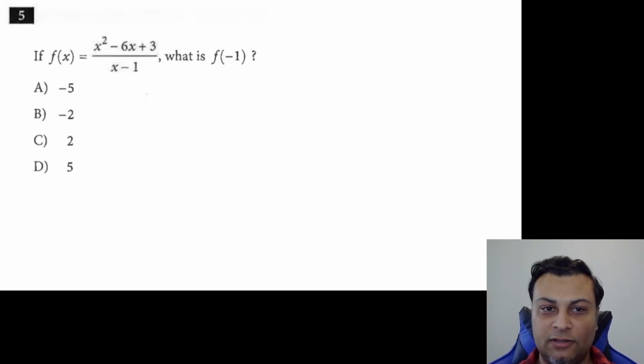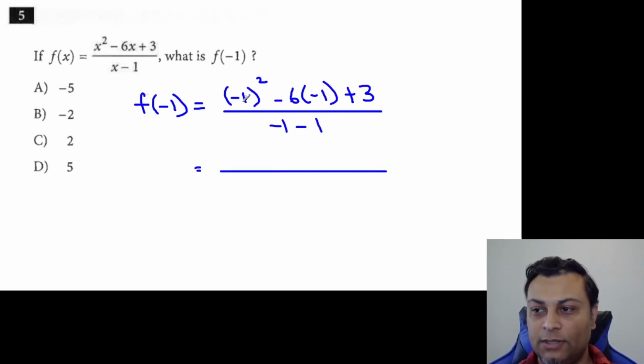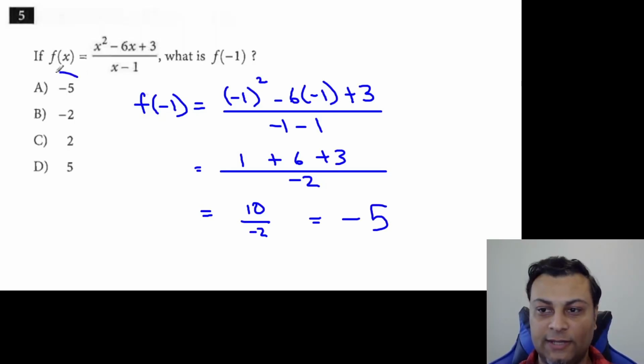Question 5. If f of x equals all this, what is f of negative 1? So we plug in negative 1. f of negative 1 would be negative 1 squared minus 6 times negative 1 plus 3 over negative 1 minus 1. Okay. Negative 1 squared is positive 1. This is plus 6 and plus 3 over negative 2, which comes out to 10 over negative 2, which comes out to negative 5. So the answer is A.